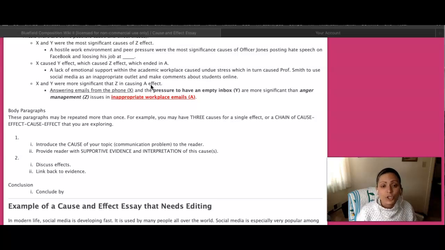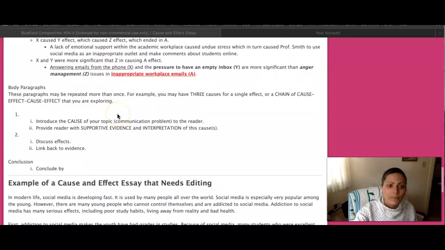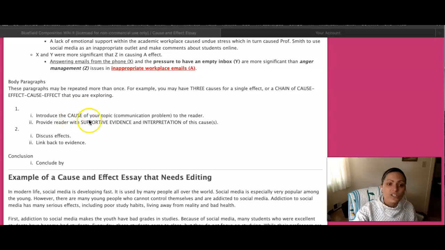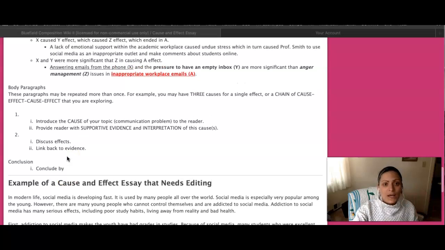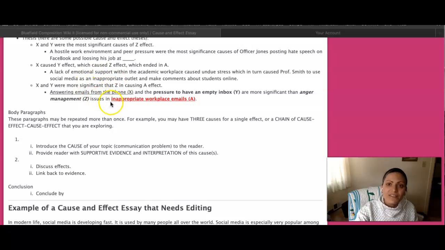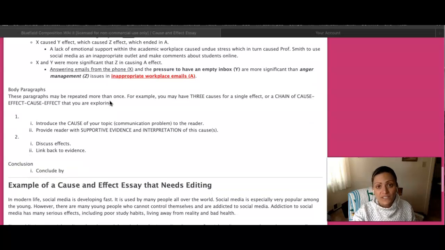So today, we're going to start by just figuring out what effect you're looking at and then developing a thesis to get you there. In your body paragraphs, you would explore the cause with supportive evidence and interpretation and discuss the effects linking back to this evidence. That is how you make an argument. And then you would conclude by proving, again, this point that you've made at the top, which is something about how the cause and effect are related, are more significant, are impacting the individual or individuals involved in the case.